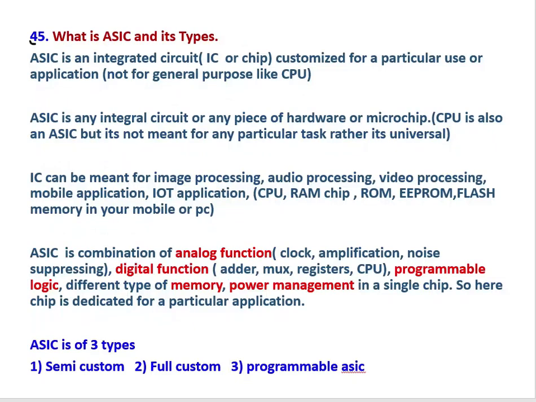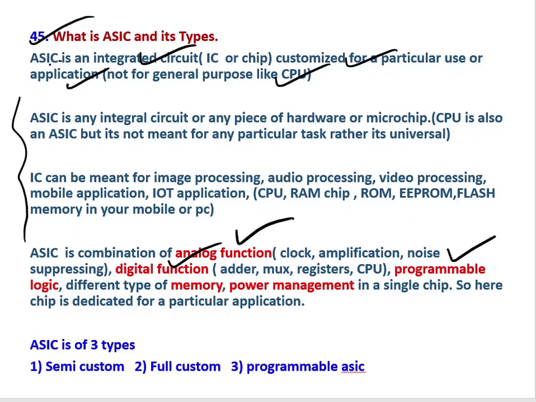What is ASIC and its types? ASIC is application specific integrated circuit. It is customized for a particular use or application. It is not for general purpose like a CPU. These are a few points. So ASIC is a combination of analog functions, digital functions, programmable logic, memory, or power management in a single chip.